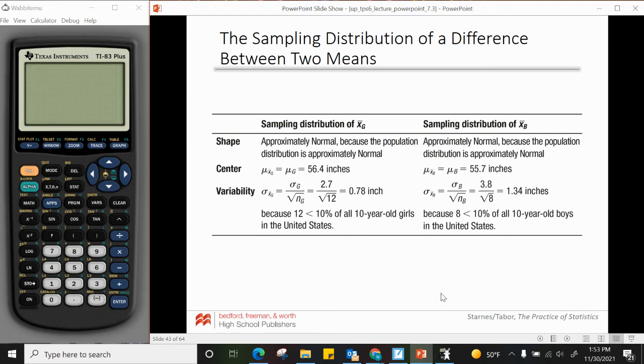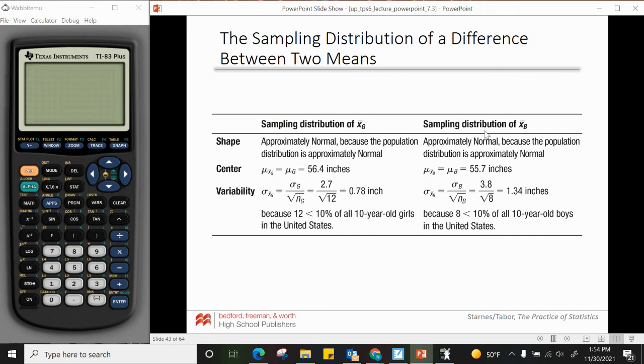The sampling distribution of the girls' average height of 12 girls per sample is going to be approximately normal because the population distribution is approximately normal. We don't need the central limit theorem because my population comes from a normal distribution. The center is going to be 56.4 inches, and the standard deviation is going to be 2.7 divided by the square root of 12, which is 0.78. We can use this formula because 12 is less than 10% of all 10-year-old girls in the United States.